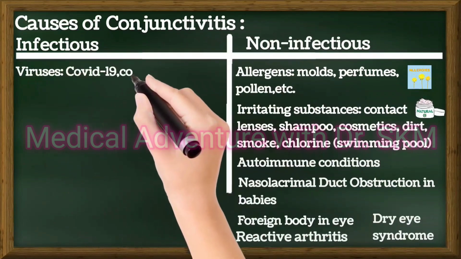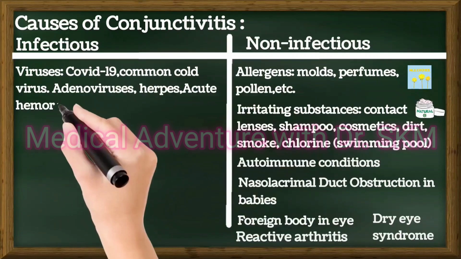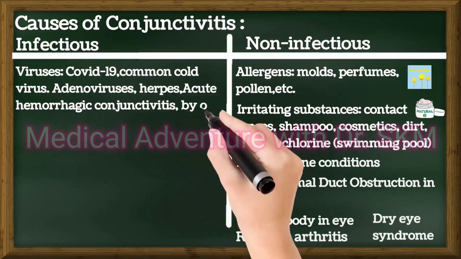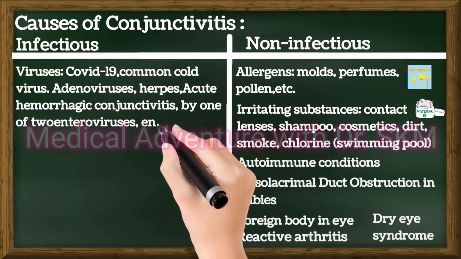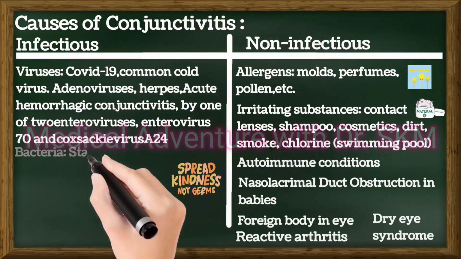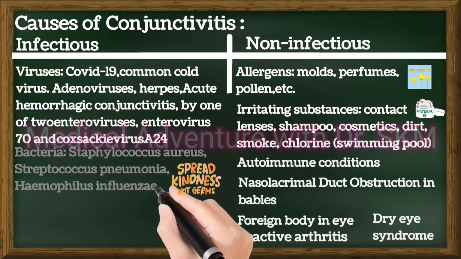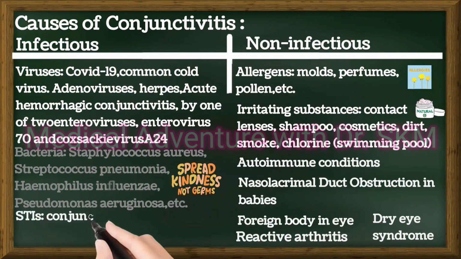Infectious causes involve viruses, with adenoviruses being responsible for 65 to 90% of viral cases. Other viral causes can include COVID-19, herpes, enterovirus, and more. Bacterial causes include Staphylococcus aureus, Streptococcus pneumoniae, Haemophilus influenzae, chlamydia, and others.